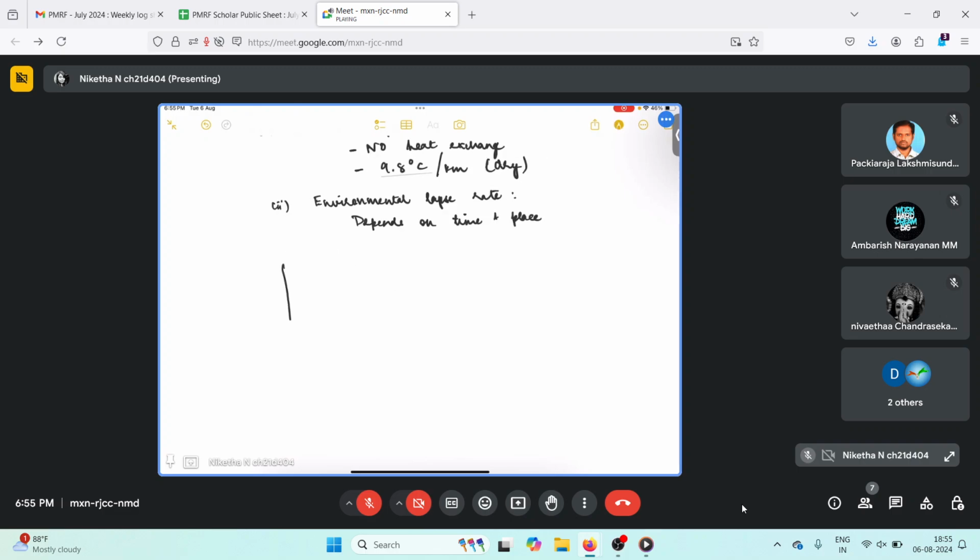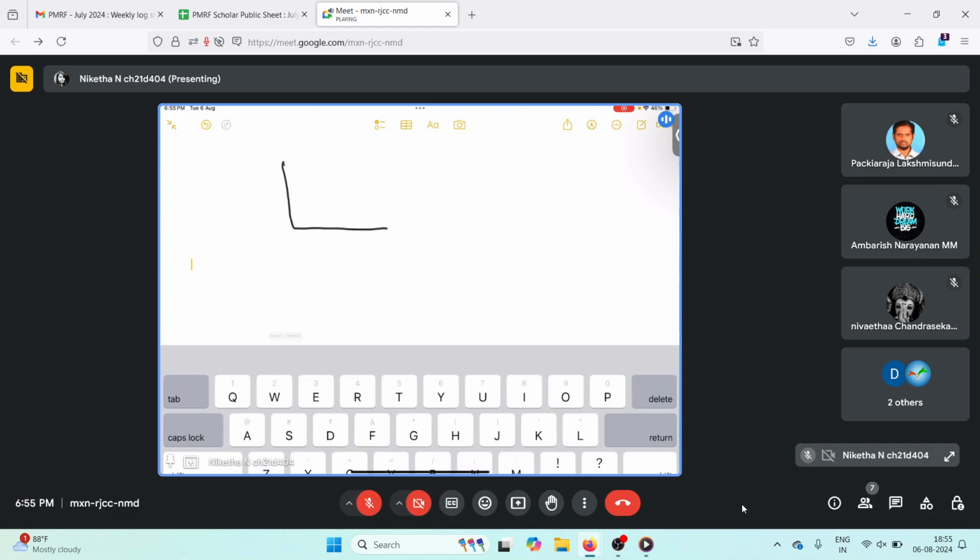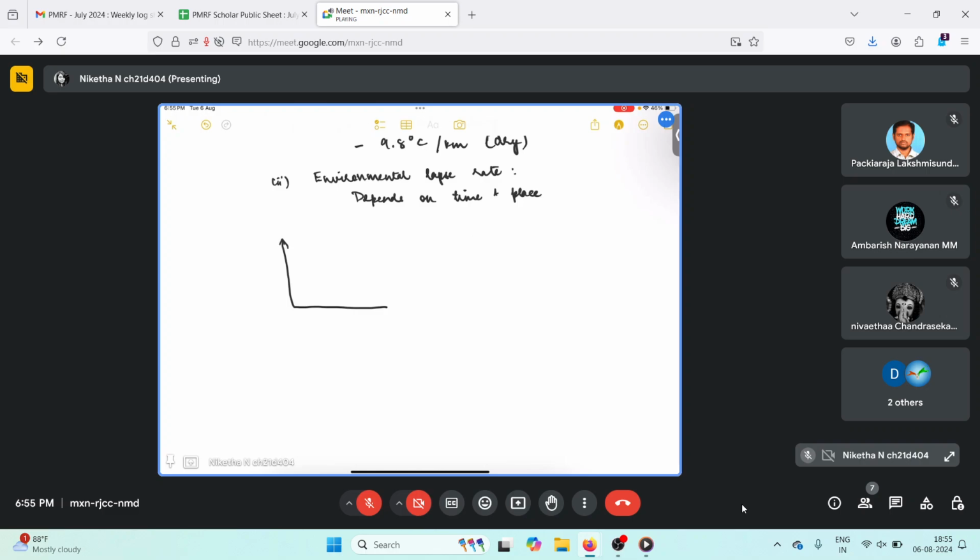So the lapse rate is your variation of temperature with respect to height.